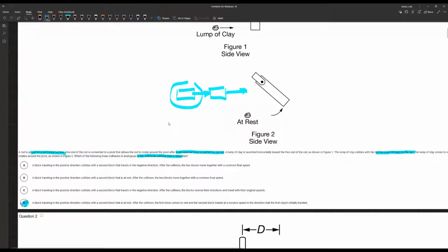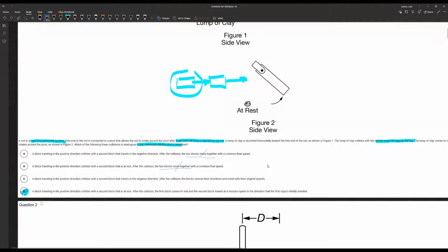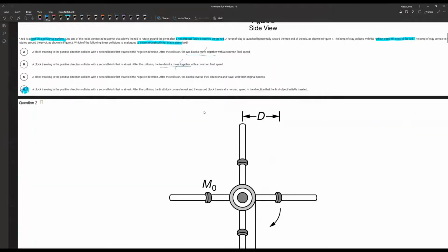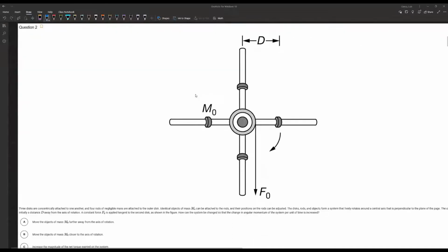Really important. If we look at this, the two blocks move together, not the case. These guys do not stick. Go ahead and look at question number 2.